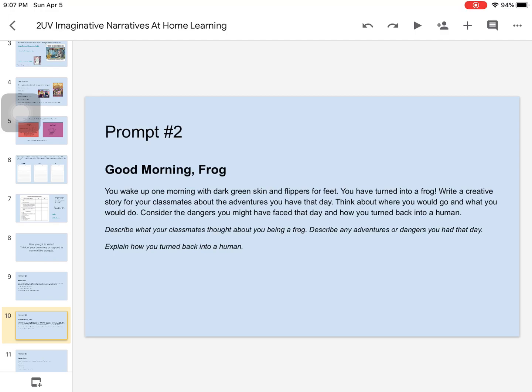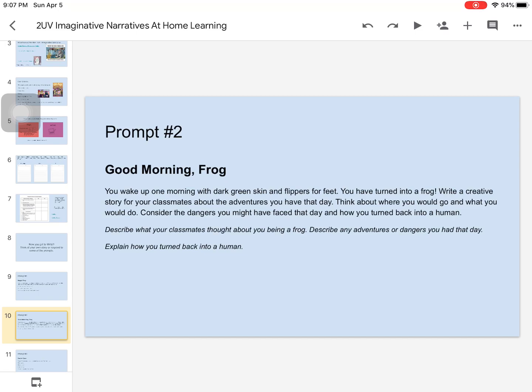Think about where you would go and what would you do. Consider the dangers you might have faced that day and how you turned back into a human. Describe what your classmates thought about you being a frog. Describe any adventures or dangers that you had that day. And explain how you turned back into a human. So this is the story prompt that you're going to be working on for Wednesday and Thursday.